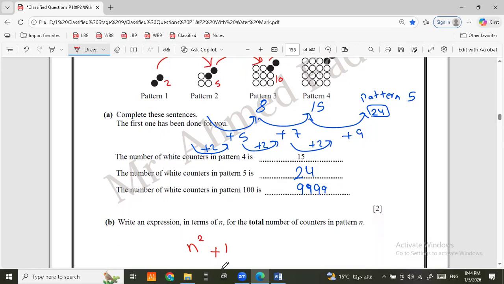Now let's try it for the second pattern. 2 squared is 4. 4 plus 1 is 5. So it worked. 3 squared is 9. 9 plus 1 is 10. It worked. So it's just a normal quadratic sequence. You just needed to put the number of counters 2, 5, 10, 13, and then find the nth term using the first differences and the second differences, as normal. So n squared plus 1.